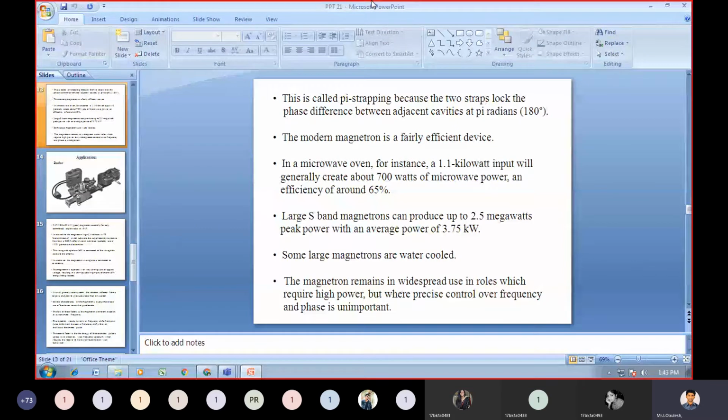The magnetron remains in widespread use in roles which require high power, but where precise control over frequency and phase is unimportant.